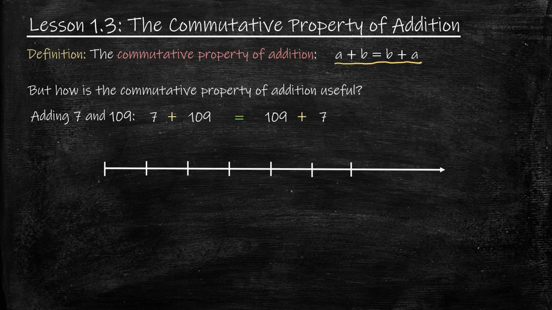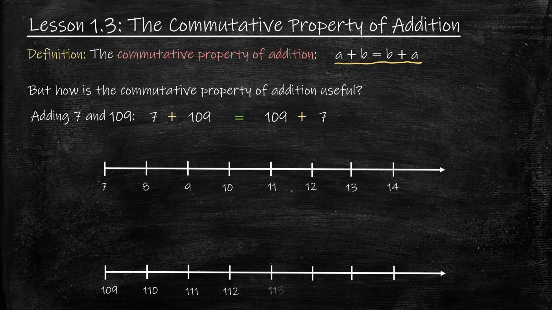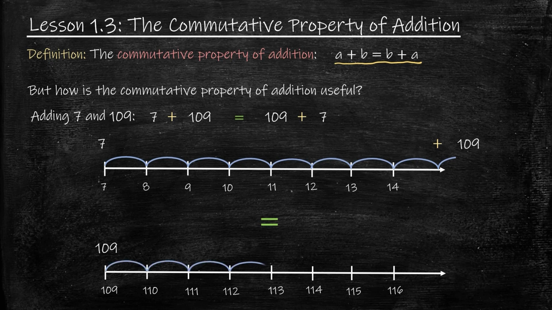We can also see on the number line that when adding the numbers 7 and 109, rather than starting at 7 and moving 109 spots to the right, it is more practical to start at 109 and move 7 spots to the right. As you can see, the commutative property of addition is not only a natural, but also a very important and practical property.